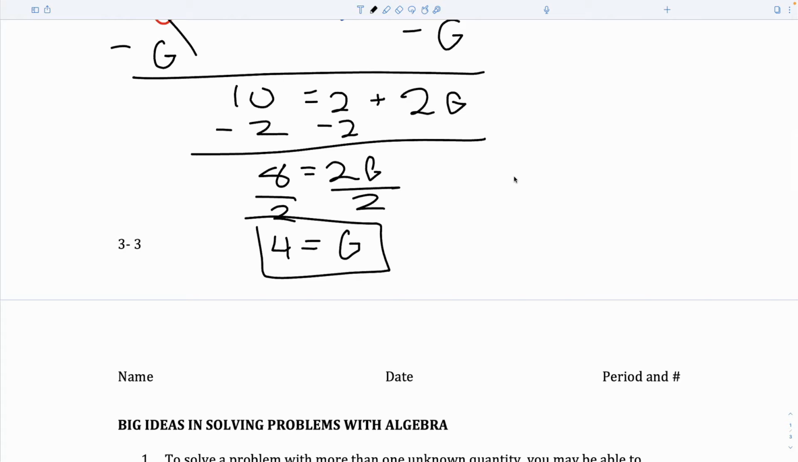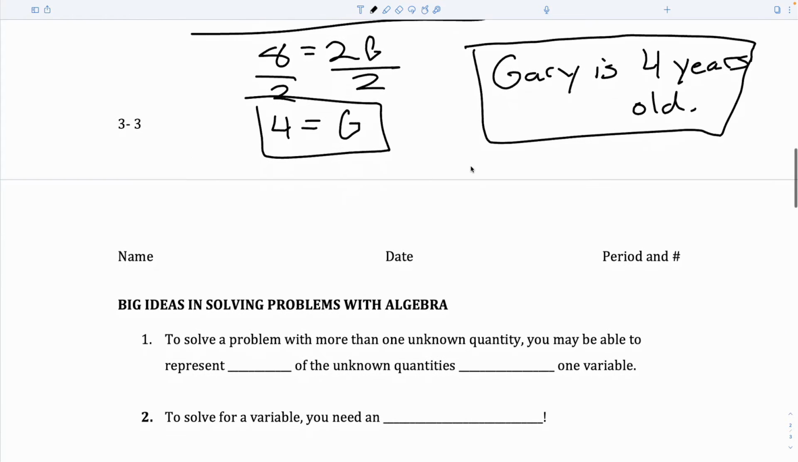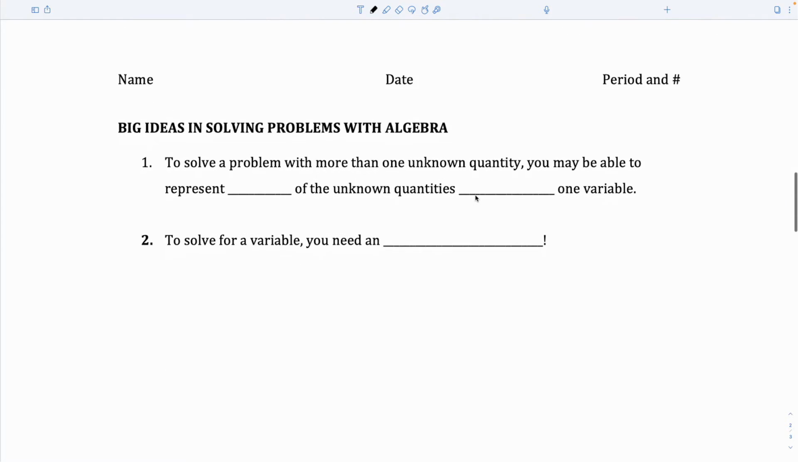So let's put a statement. Gary is 4 years old. Probably not doing these types of problems, but you never know. Maybe Gary's a genius. I don't doubt it, Gary. Good job.